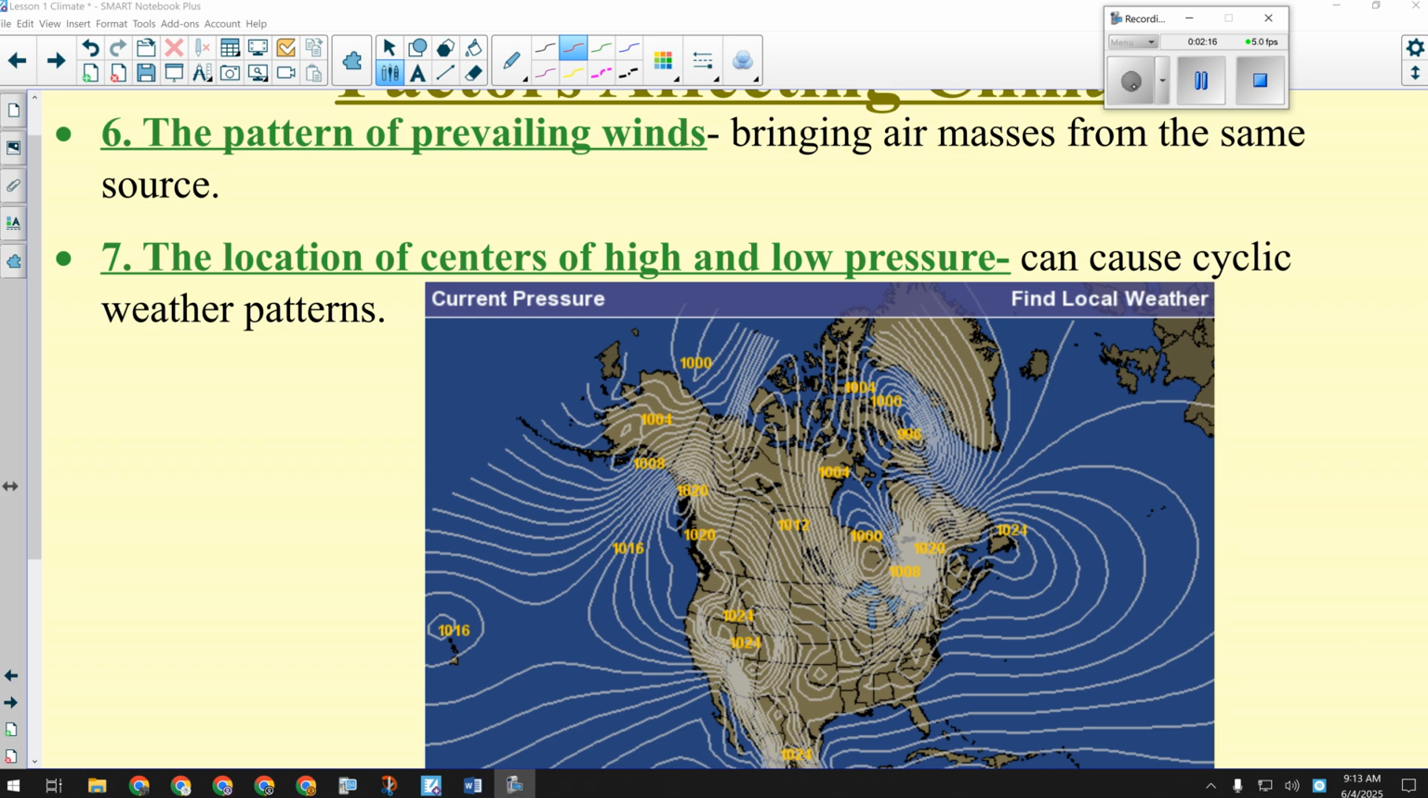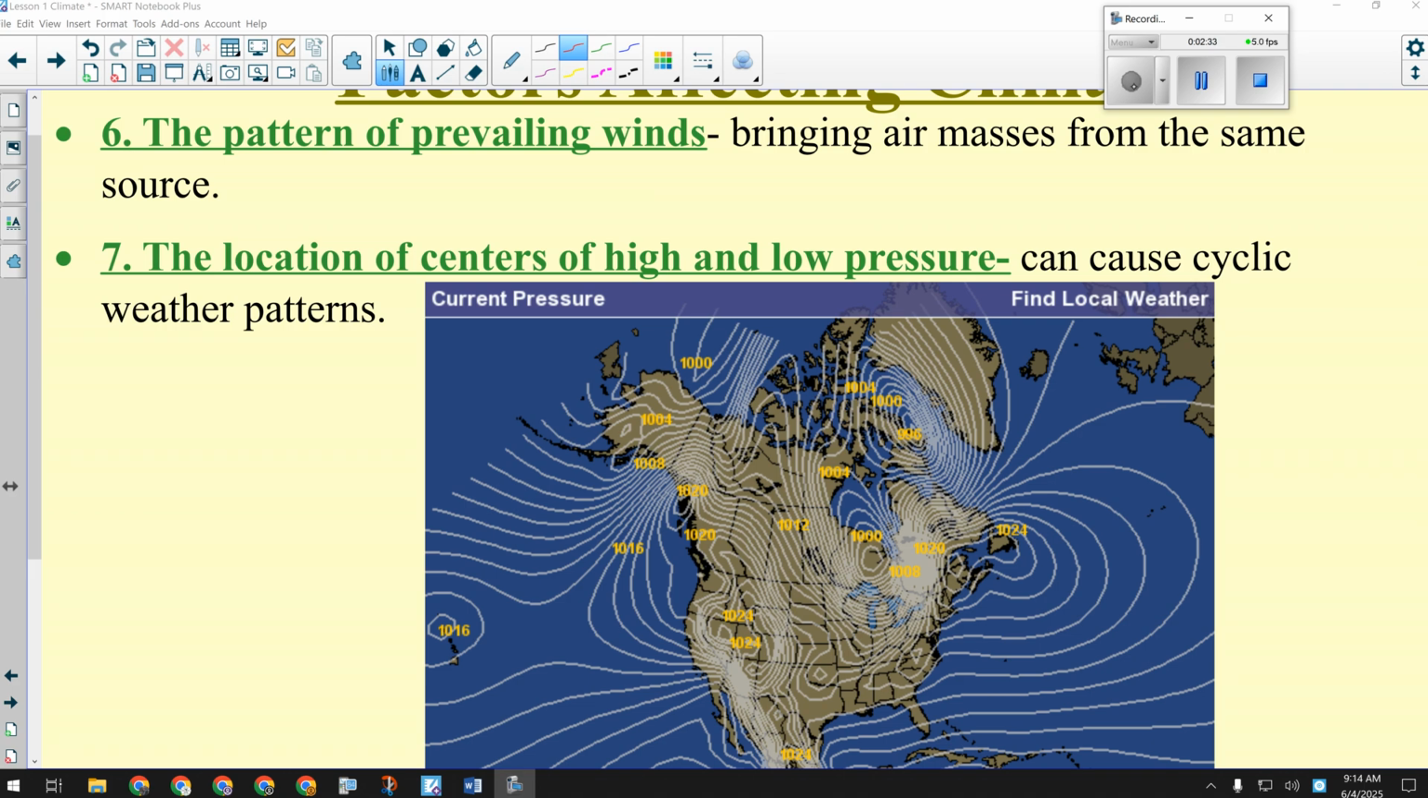Everybody with me there? Okay, so that's the kind of thing I would be looking for. You tell me, here's what the weather would probably be like: temperature, precipitation, light, and wind, and here's why. And I would say list at least 3 factors. Latitude is definitely one of them.